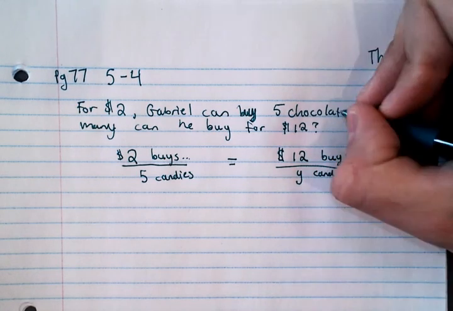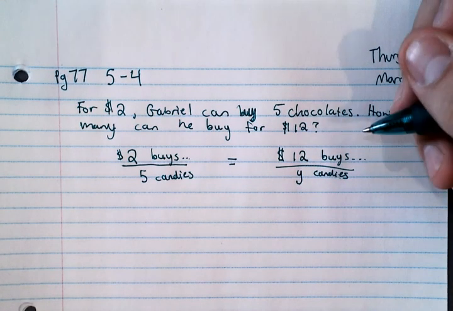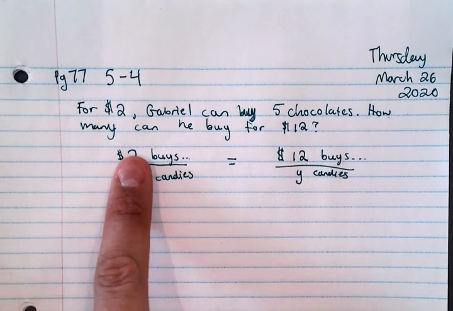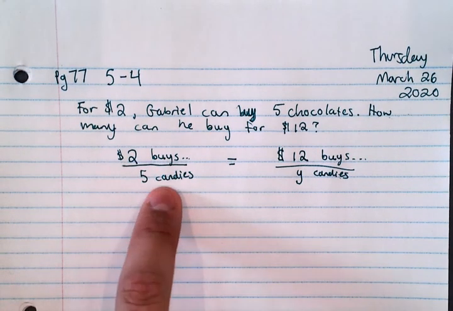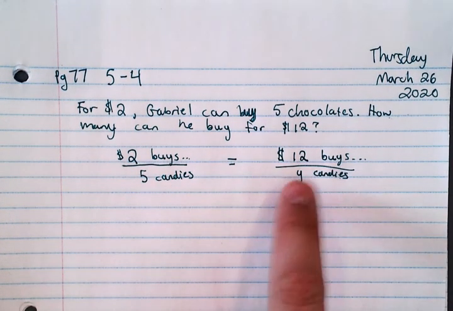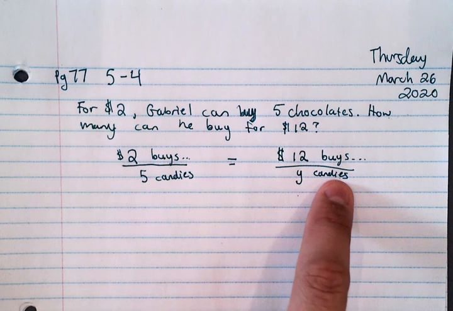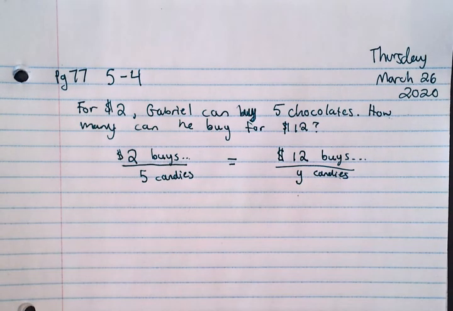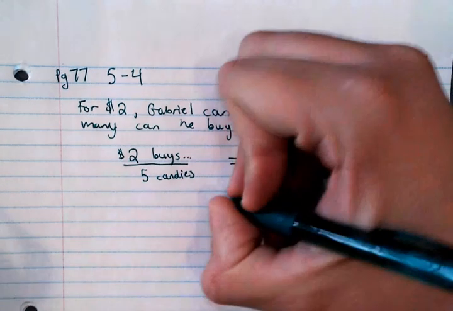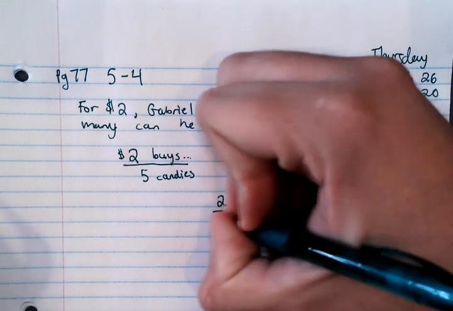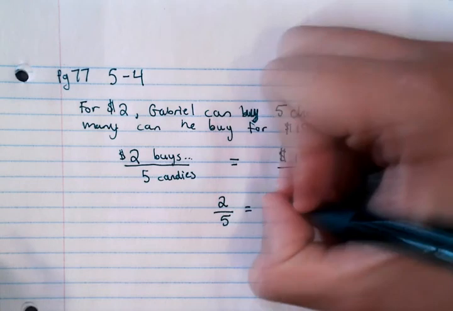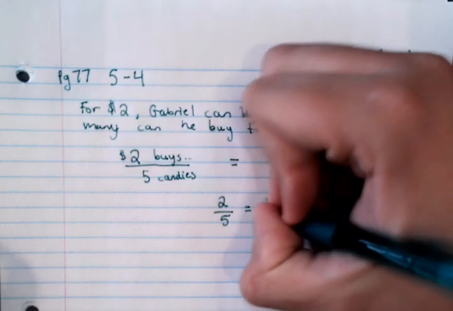I guess this is chocolates here, candies here. Same thing, no big deal. So $2 buys 5 candies or chocolates. $12 buys an unknown amount of candies or chocolates. I've put a lot of wording here, and we can reduce that wording out. We don't really need it. Let's make it a little bit more bare bones: 2 over 5 equals 12 over y.